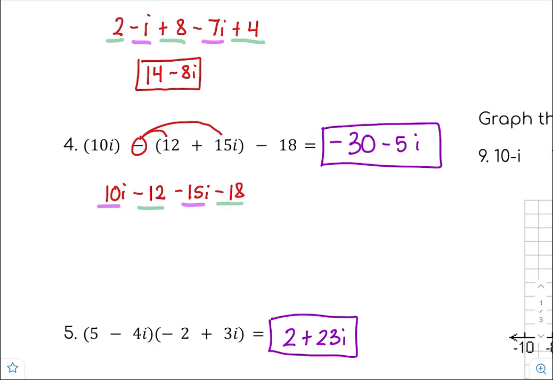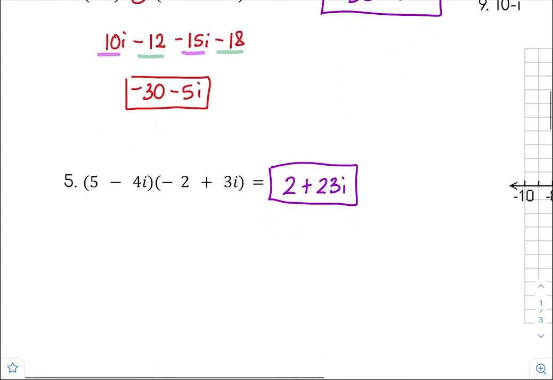So, looking at our reals, negative 12 minus 18 is negative 30. And 10i minus 15i is negative 5i. And notice, all of this is in standard form. The reals come first, and then the imaginary has to be in standard form. Number 5.